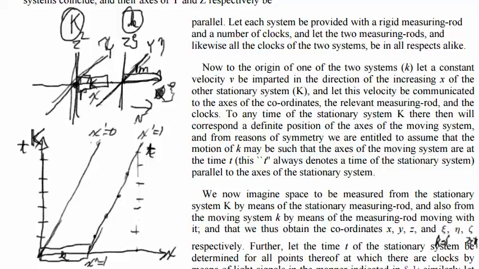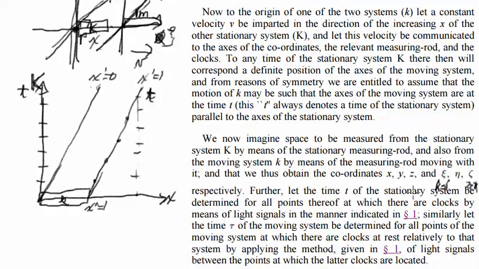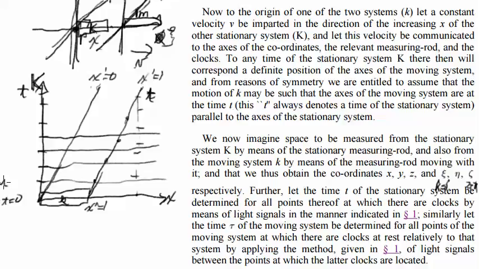zeta. Further, let the time t of the stationary system be determined for all points at which there are clocks by means of light signals in the manner indicated in section 1. But anyway, the way that we would draw this is that basically t, I'm going to call them the isoclines of t. This would be t equals 0, t equals 1, t equals 2, t equals 3, etc.